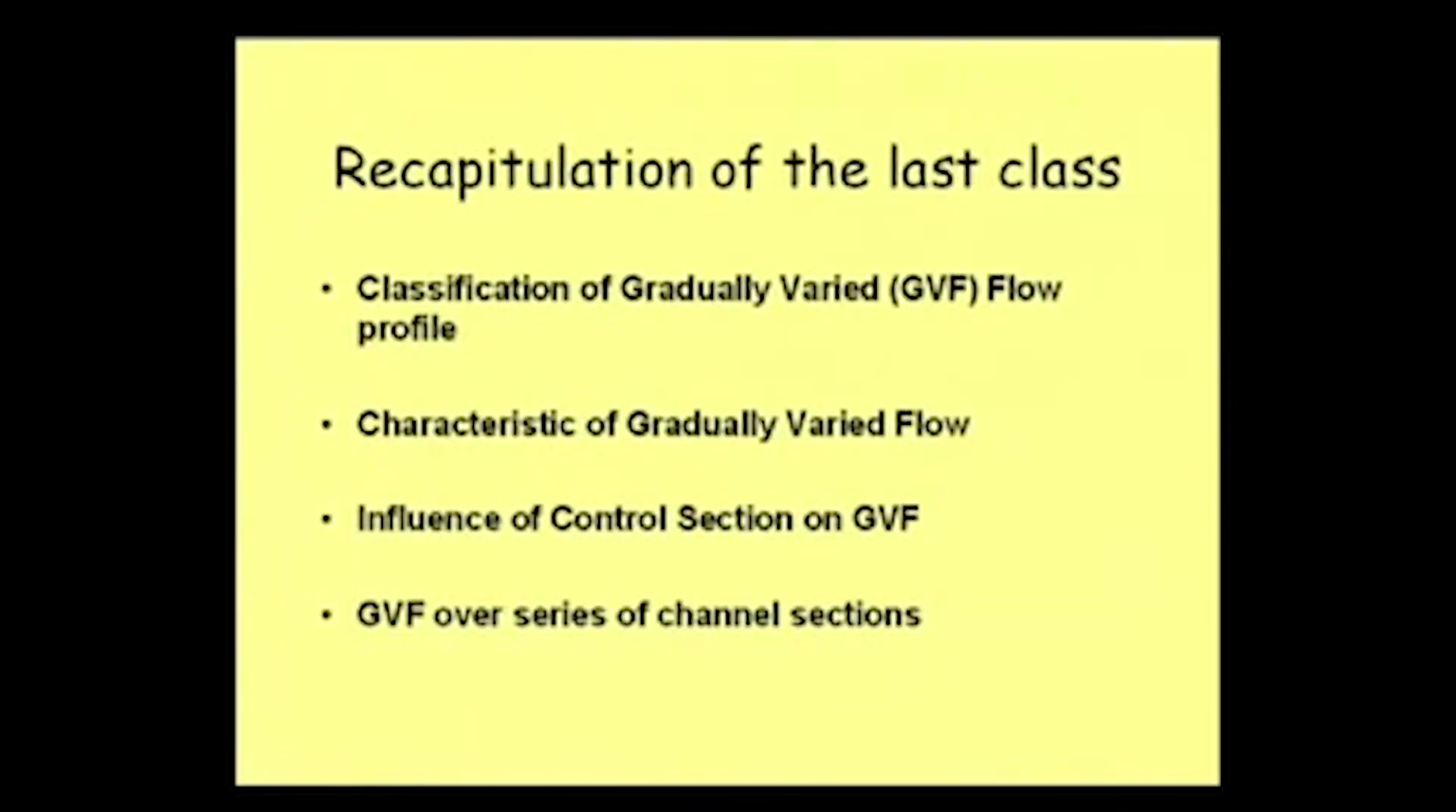of gradually varied flow. Well, we have discussed till now the classification of gradually varied flow, that we have discussed very elaborately. Then we did discuss the characteristic of different types of gradually varied flow. For each of the different types we did discuss how their characteristic varies, and then we have discussed another important point, that is the control section, how the control section influences the gradually varied flow.